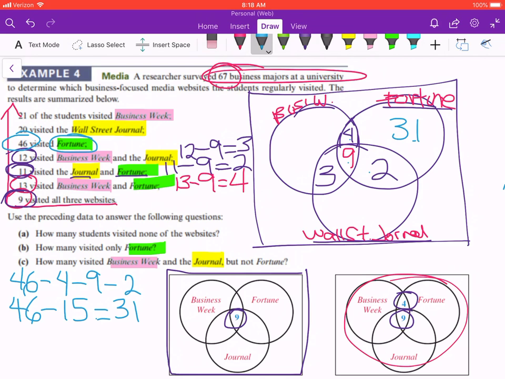Now for our next statement, we have 20 students visited the Wall Street Journal. However, instead of us putting 20 here, we need to subtract the 3 that we have here, the 9, and the 2.